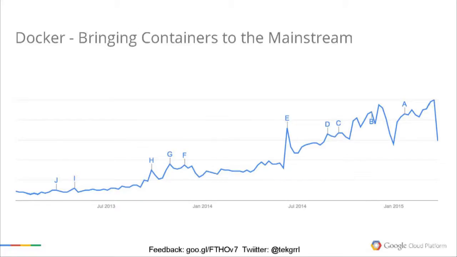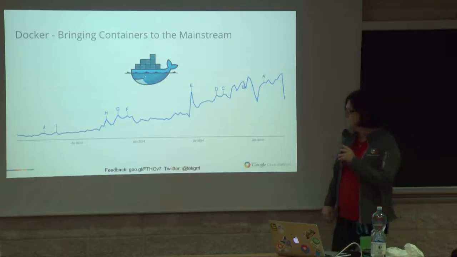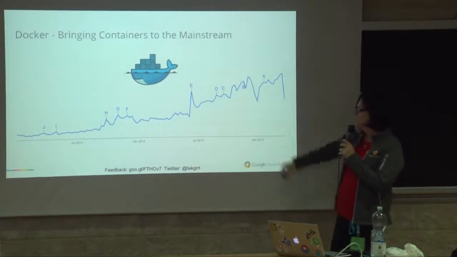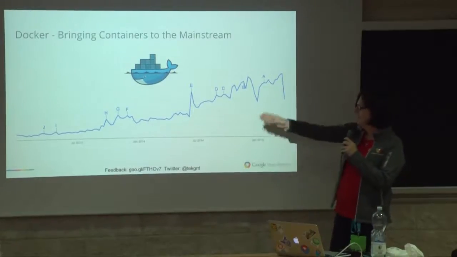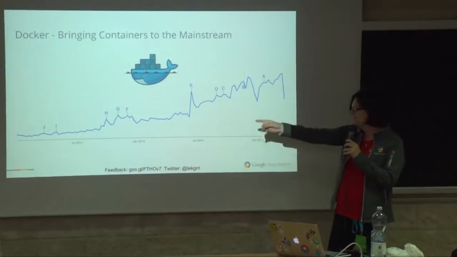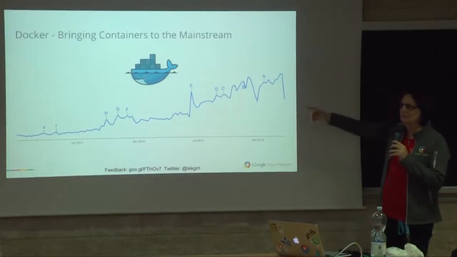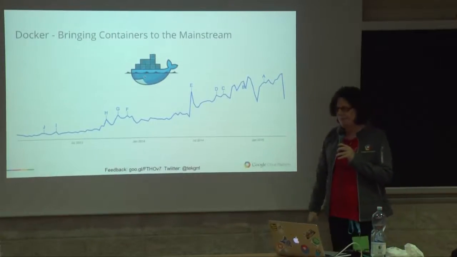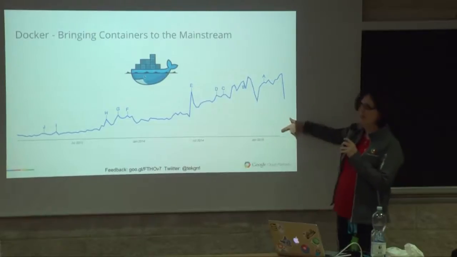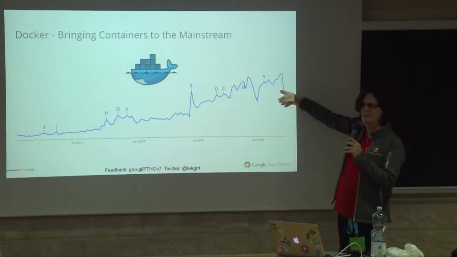Google Trends shows us the rise in popularity of Docker over the last few years, effectively since the early months of June 2014, going back into 2013. Docker has risen dramatically in terms of trends. But this doesn't really mean much to you because we don't have a y-axis. So this could be nothing, right?